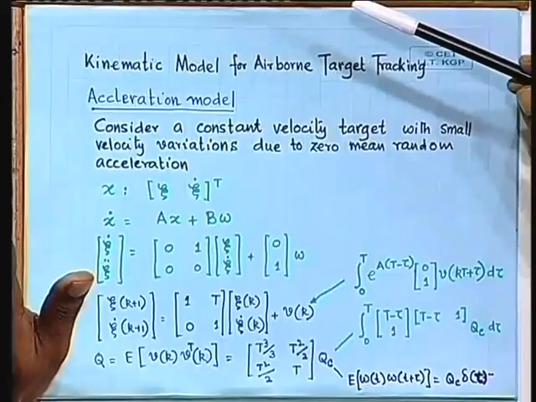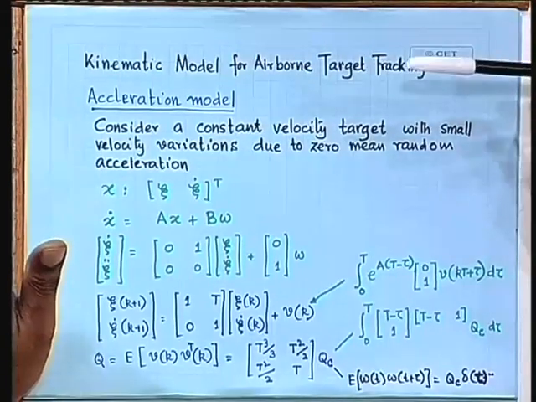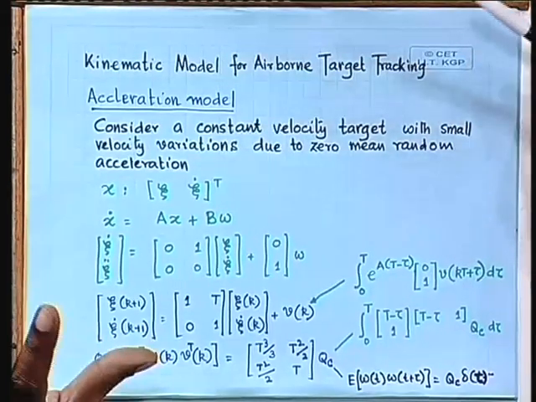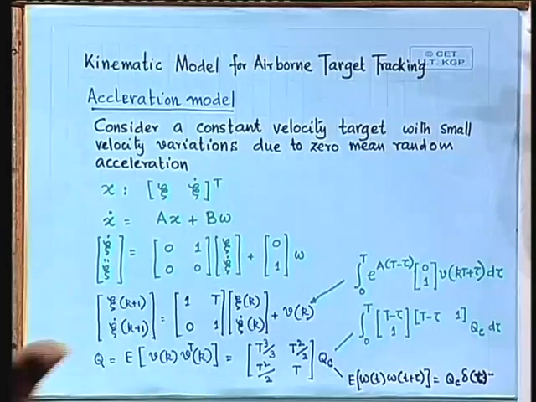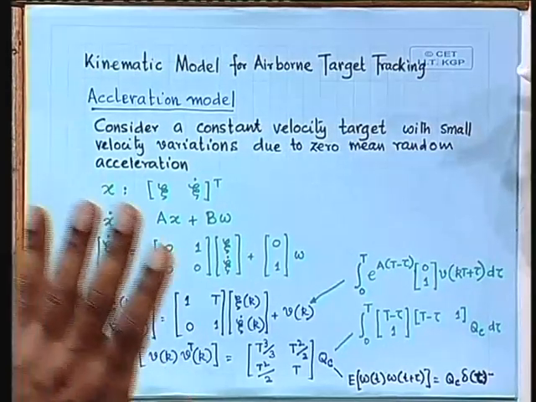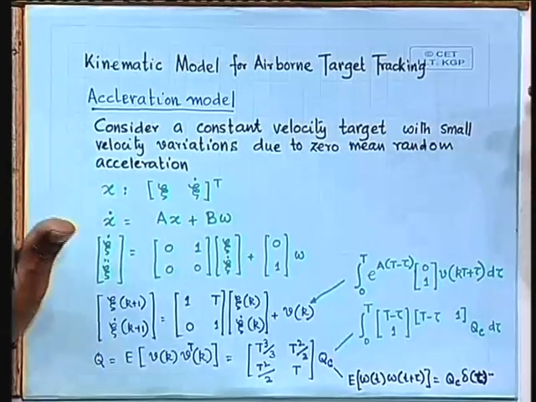Here there are various kinds of models which are used. We are using a simple model where we have not exactly a constant velocity, but a more or less constant velocity target. We are assuming that the velocity is more or less constant, but there is a small acceleration component which is random and which is causing a slight velocity variation. So, the velocity is nearly constant, but varying in a random manner.